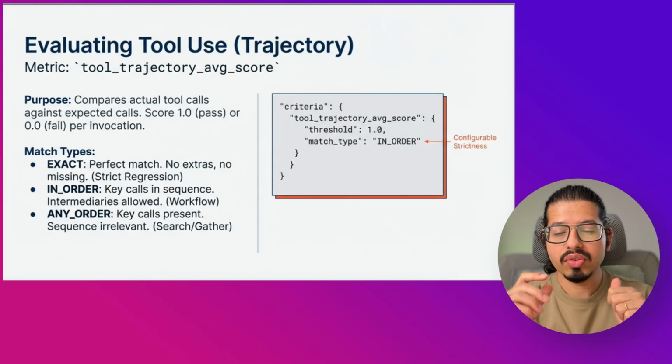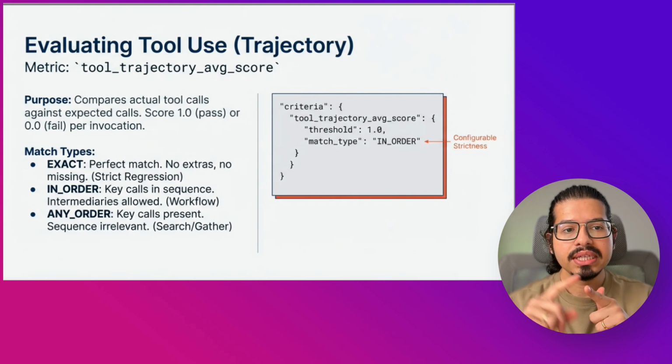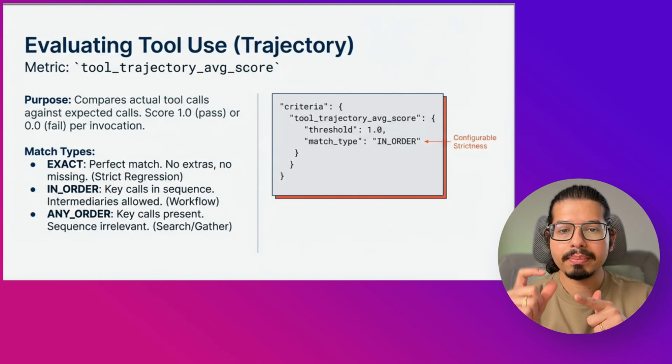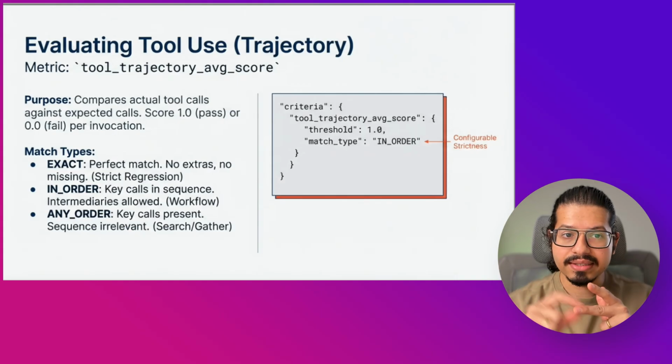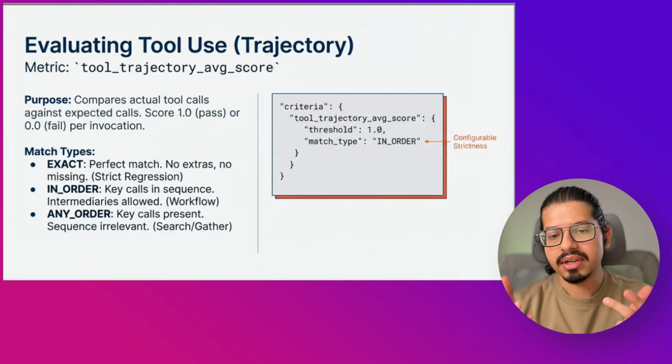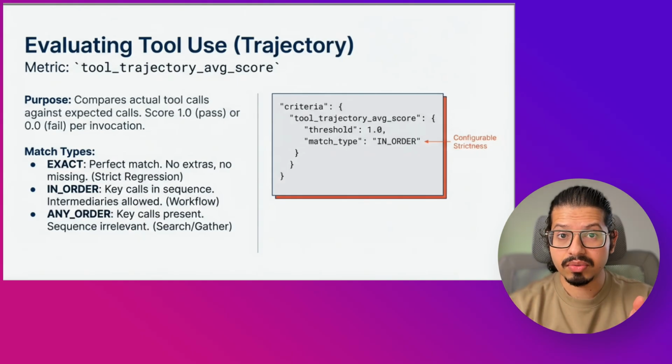So this is more of strict regression. Second is in order. That means the important calls must happen in a sequence. It's more of checking the workflow. And then there is any order, which means that all the required calls must exist, but the order doesn't matter. And typically this is more for parallel searching or gathering information.